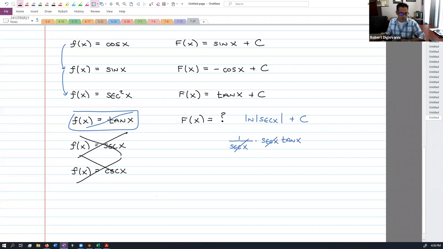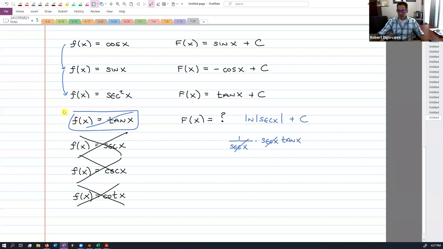Also cotangent x. We don't know the antiderivatives of these, but we do know the derivatives. All right, 427. I think this is a good point to come to an end. What I will say is that you may have forgotten this.